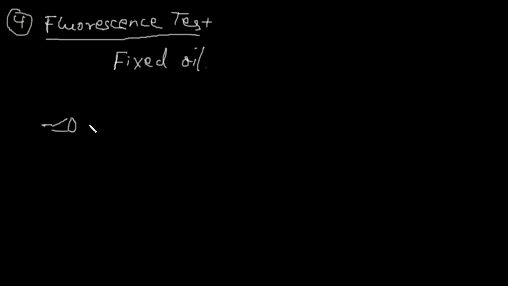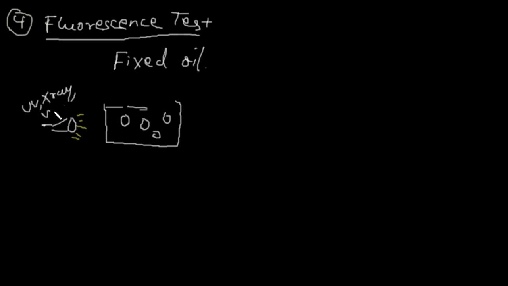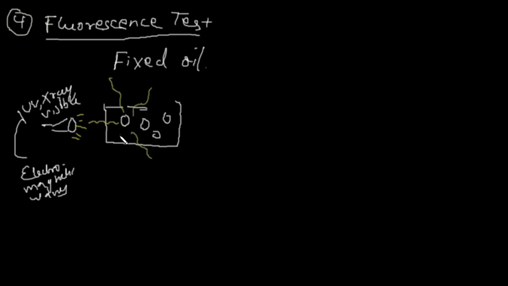Fluorescence test. This is the last test. In this test, when you illuminate a substance like fixed oil with UV light, X-rays, visible light, these are the electromagnetic waves. So what will happen? The substance emits some kind of radiation having larger wavelength, and it will remain so as long as the stimulating radiation is continuously incident over it. And this is called fluorescing.